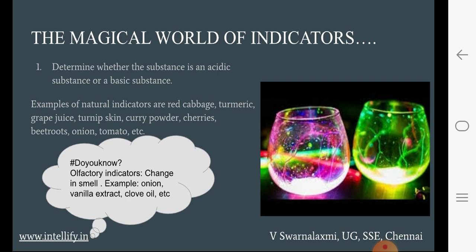Confused? What is clove oil? Clove का मतलब होता है लवंग. Lavang is a herb. It's a medicinal herb.